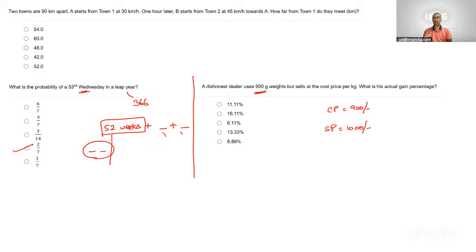Now CP to SP is 900 to 1000. So the actual gain percent is 100 out of 900 as a percentage, 1 by 9 as a percent, which is 11.1. That's option 1. Let me go to the next question.